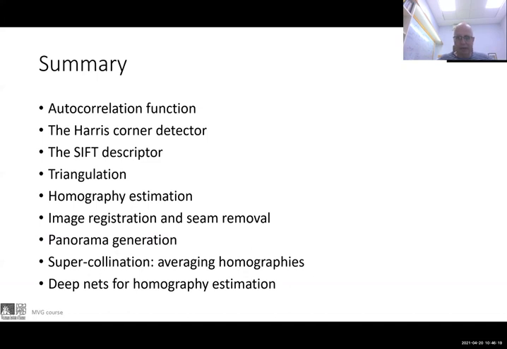We talked about how to build a panorama, the problem of image registration and seam removal. And finally, supercollineation, how to solve for n-consistent homographies, and some deep networks for homography estimation. So this is like a table of contents. Okay, more questions?